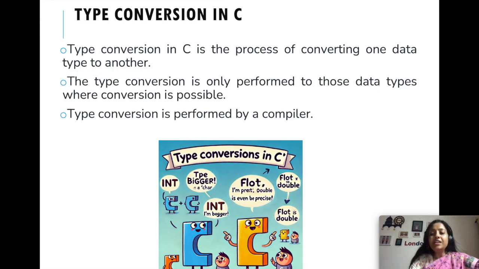So before starting with the main topic, let us see what is type conversion. Type conversion in C is the process of converting one data type to another. The type conversion is only performed to those data types where conversion is possible. Type conversion is performed by a compiler.